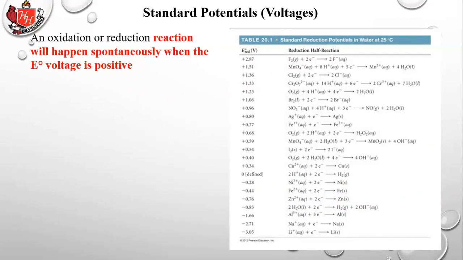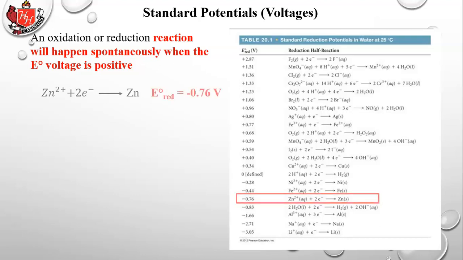An oxidation or reduction reaction will happen spontaneously when the standard potential voltage is positive. So for any of these things to happen, you have to have a positive number over on the left. Okay, I want to keep repeating that. Be sure that's clear. That means the ones down on the bottom, which are negative, if you want those to happen spontaneously with hydrogen, you have to turn the reactions around so that those numbers will become positive. That will be an oxidation, not a reduction.